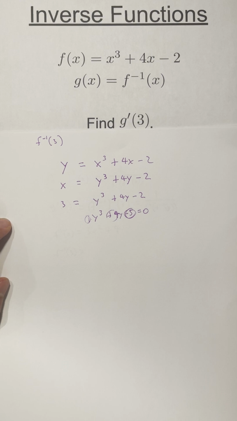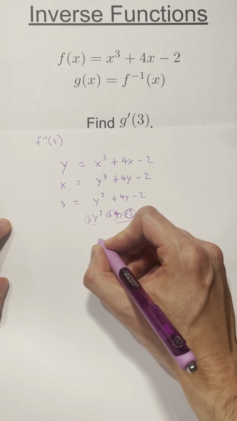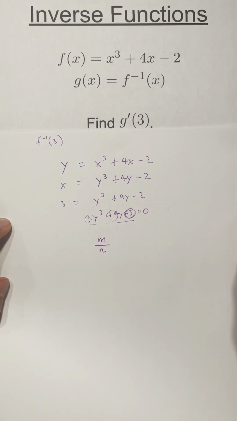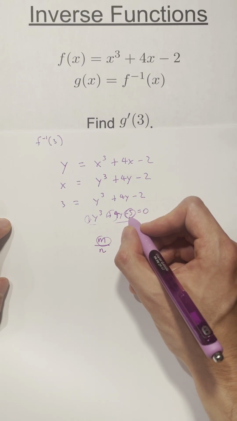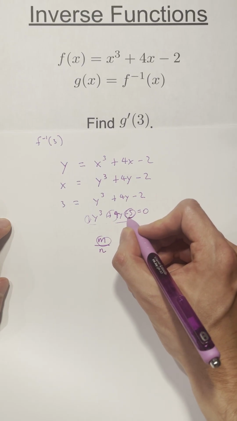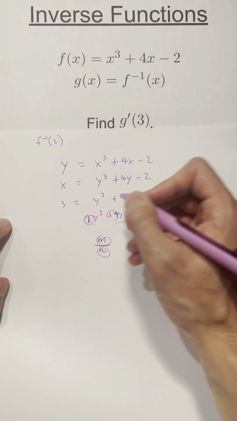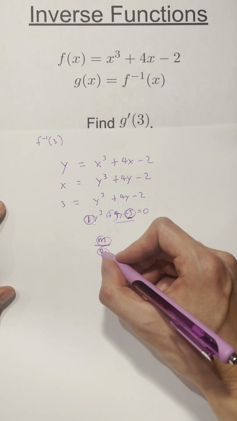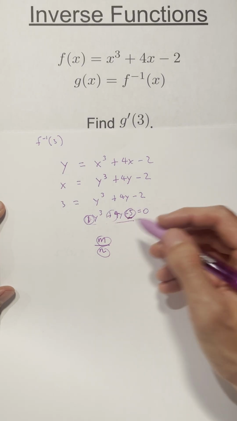So the rational root theorem states that all possible roots of this are going to be of the form m over n, where m is a divisor of this number, and n is a divisor of this number. Since n is 1, our root has to be what?